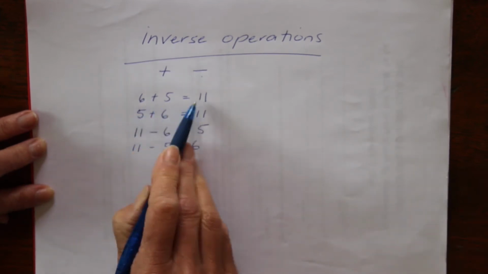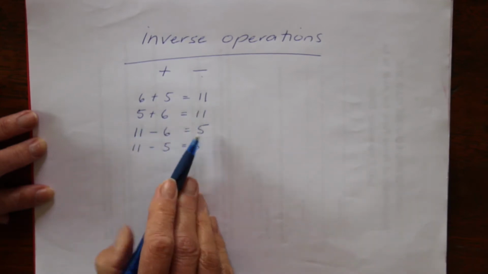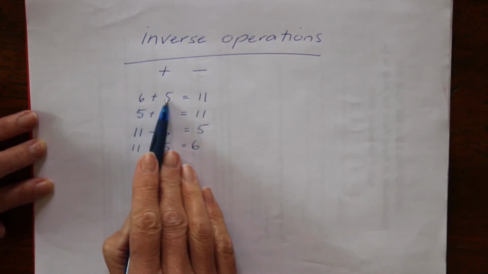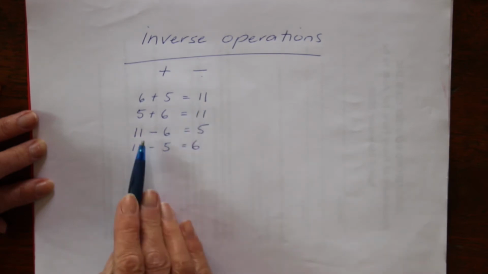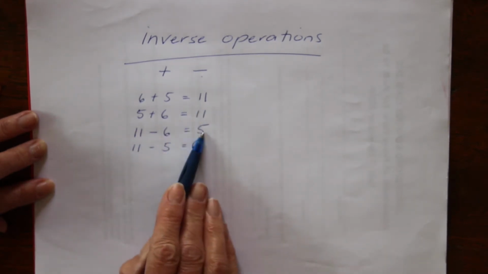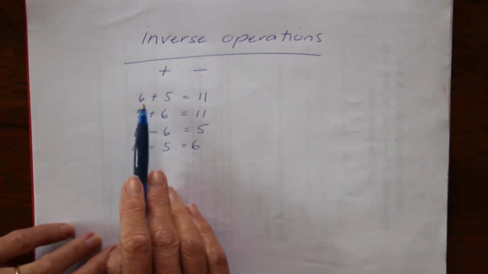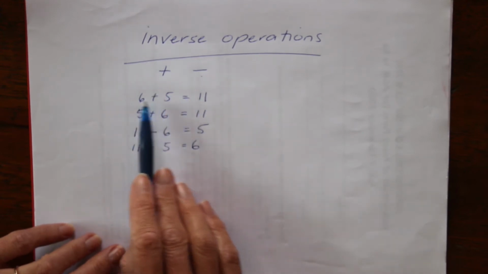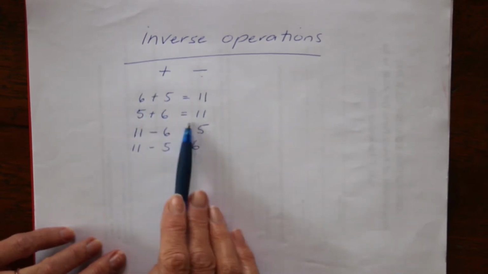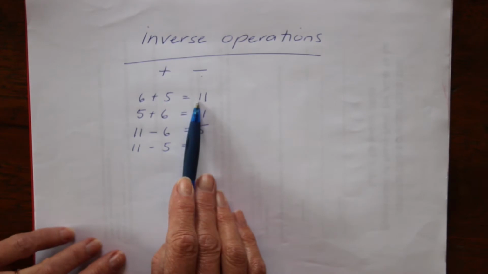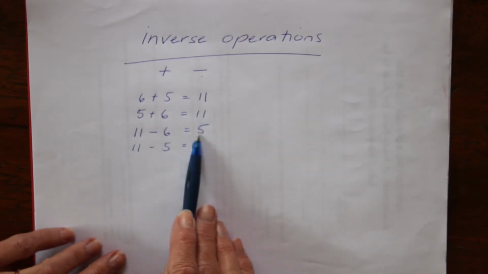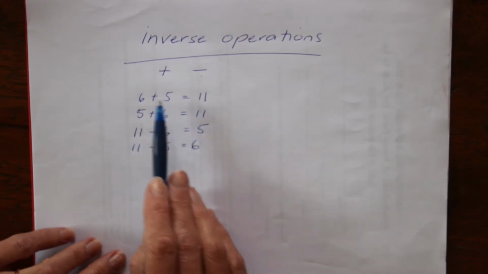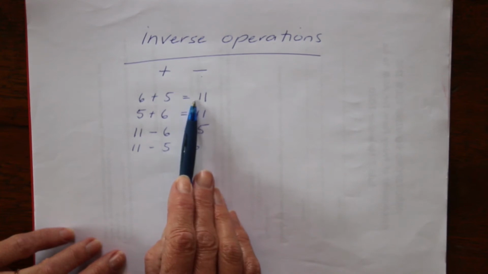The numbers are just repeated and written in a different order to make the addition number sentence true and the subtraction number sentence true. Because these numbers are so connected, it's very easy for us to work out what the addition number sentence is if we've got a subtraction number sentence, we know what the addition number sentence is going to be.